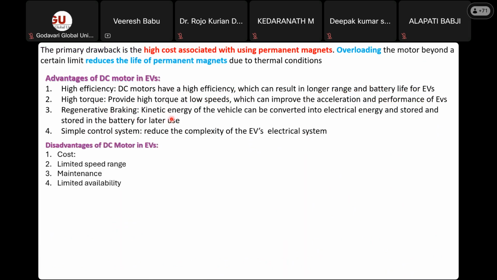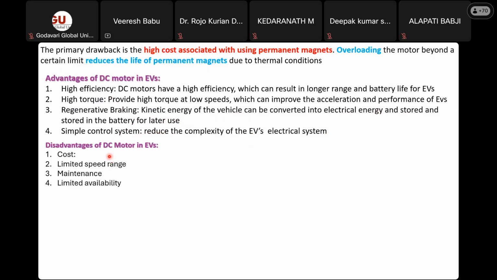Regenerative braking is nothing but using the kinetic energy of the vehicle. When you apply the brake, the kinetic energy of the vehicle can be converted into electric energy and stored in the battery for later use. And another advantage of DC motors is that they reduce the complexity of the EV's electric systems. There are some other disadvantages.